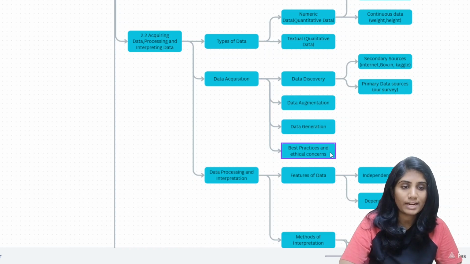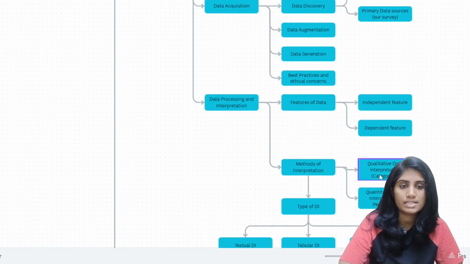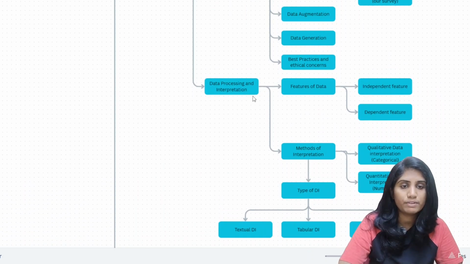And best practices and ethical concerns. What are all the best practices we have to follow, and what are all the ethical concerns we have to keep in mind when we are doing data acquisition? Okay, this we will be discussing. And at a later point, we will be discussing data processing and interpretation.